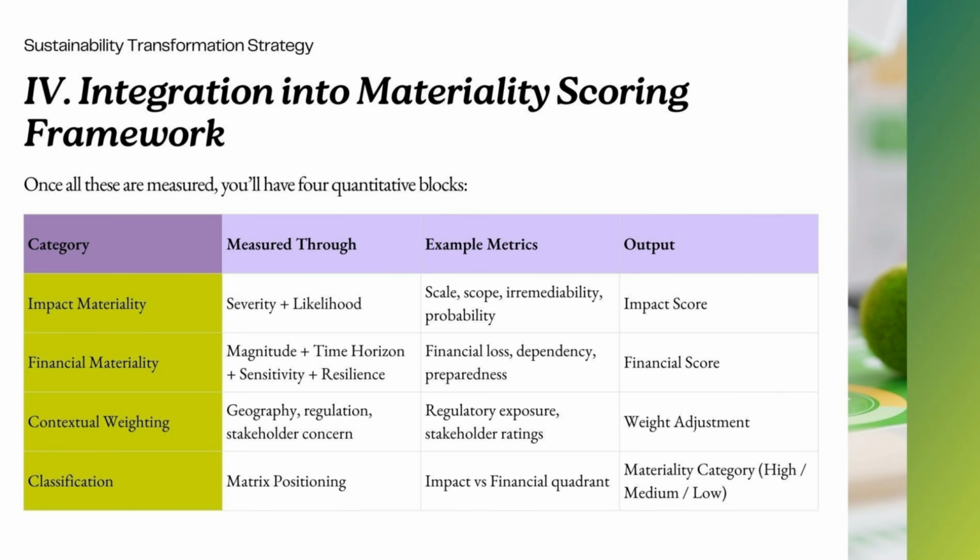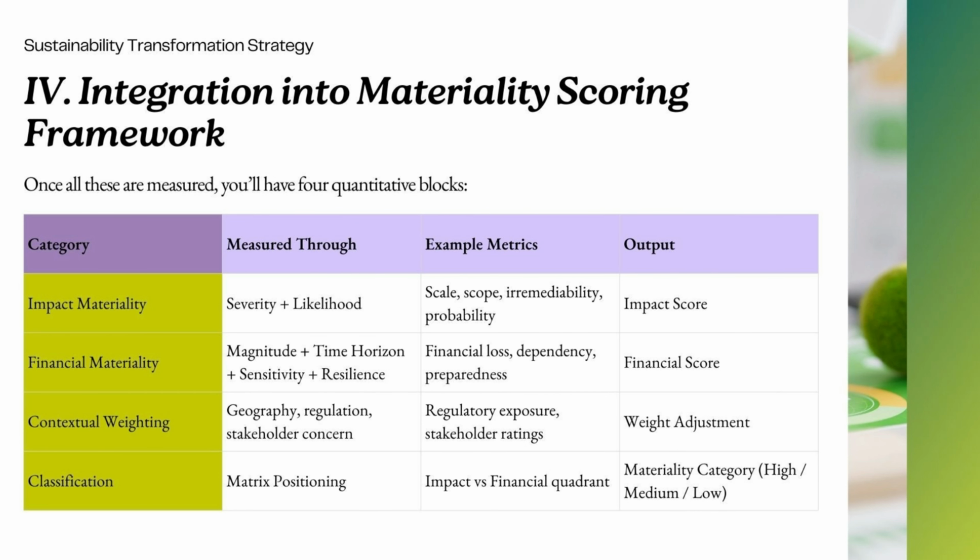The final block is classification. Here, topics are positioned within a matrix that compares impact scores against financial scores. This positioning allows companies to classify topics into materiality categories such as high, medium, or low priority. This step transforms complex data into clear decision signals.